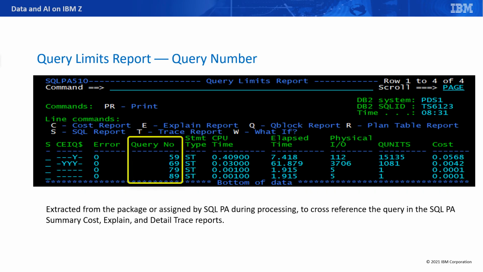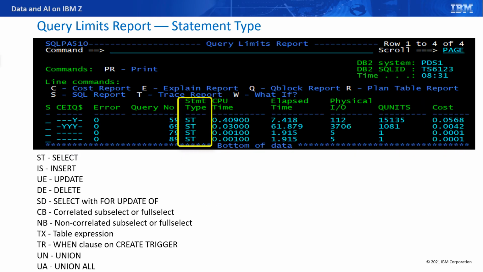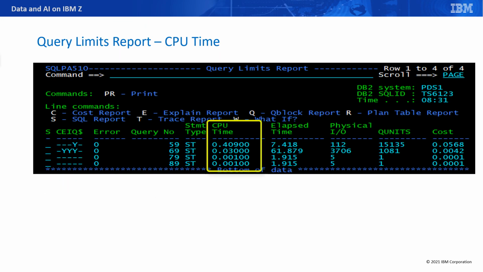The query number is extracted from the package or assigned by SQLPA during processing to cross-reference the query in the SQLPA summary cost, explain, and detailed trace report. The statement type will contain the SQL statement type, whether it's select, insert, update, delete, select for update of, and the others that you see listed here. The CPU time is a calculated value and reported in seconds. It is based upon path lengths. The path lengths are derived from the many internal processes of DB2.